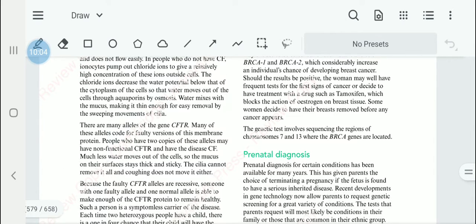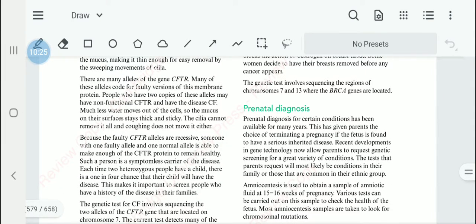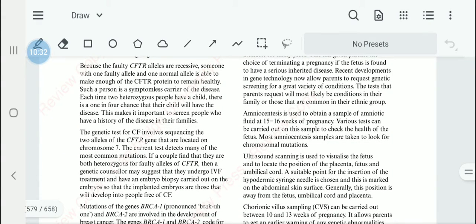So all in all, when there is a malfunctioning of this protein, this movement is going to be a problem. Even with coughing, this cannot be moved. The mucus will stay sticky, and it cannot be moved.